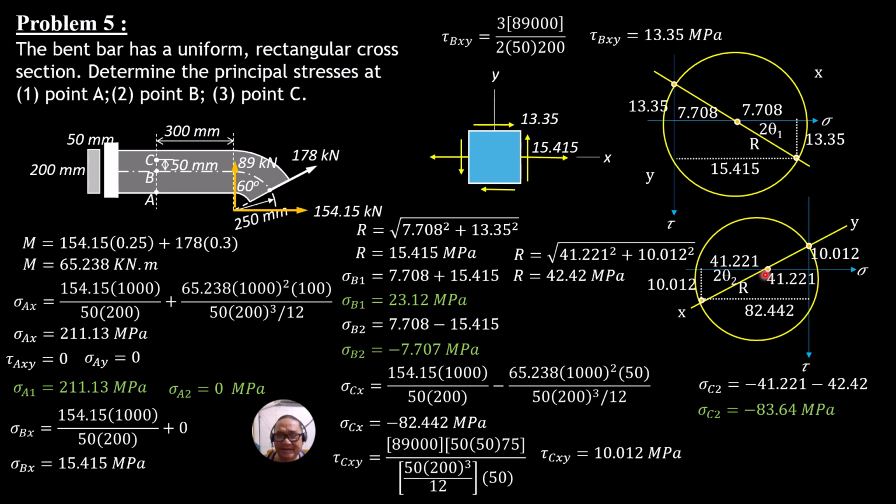Then sigma 1 is tension, and that is negative 41.221 plus radius. So sigma C1 is negative 41.221 plus radius 42.42. So sigma C1 is 1.199 megapascals tension. So that's it for this video.